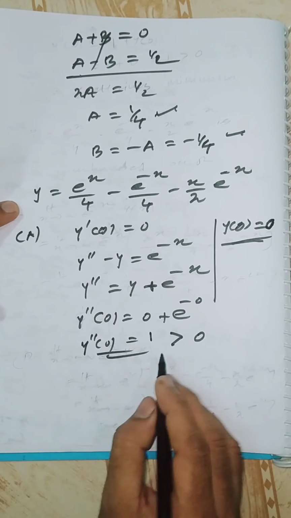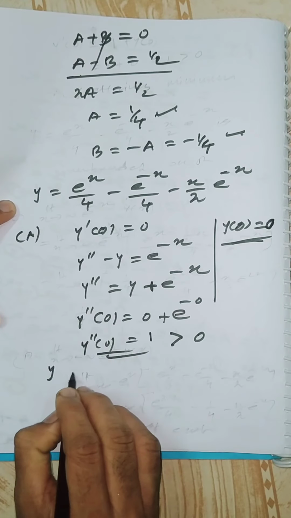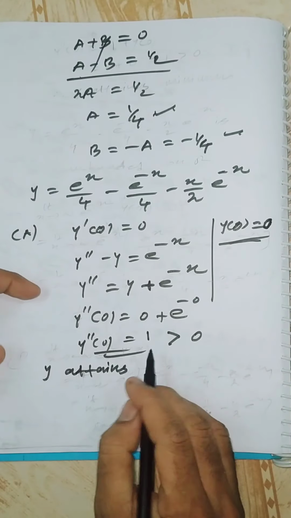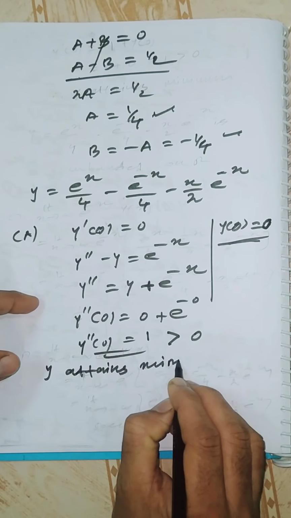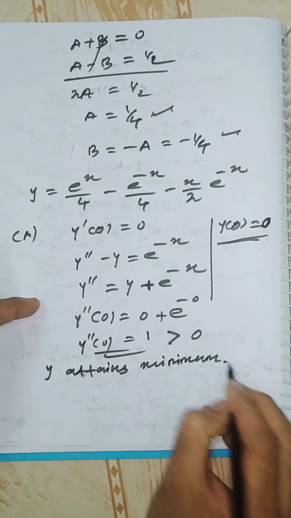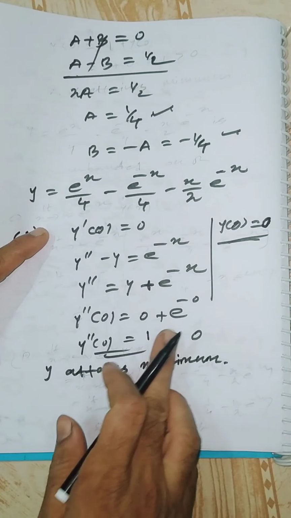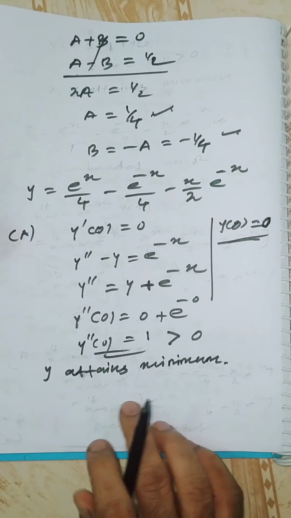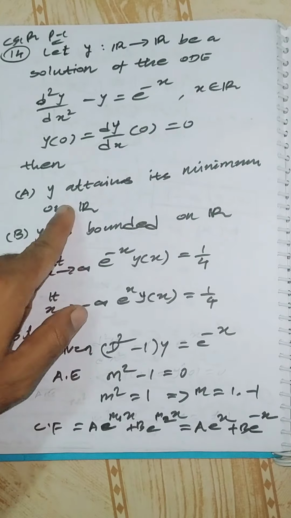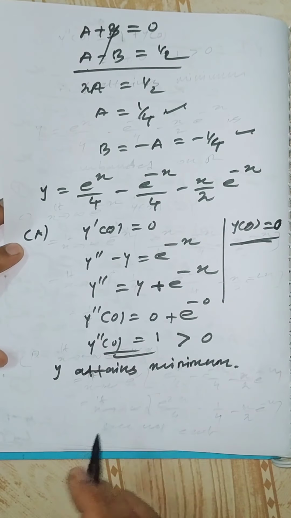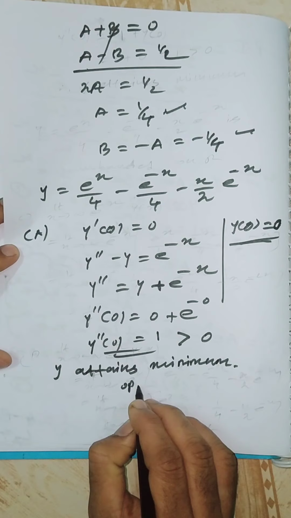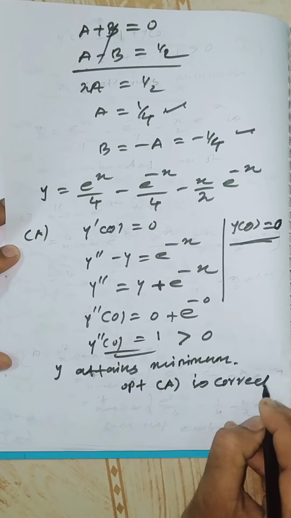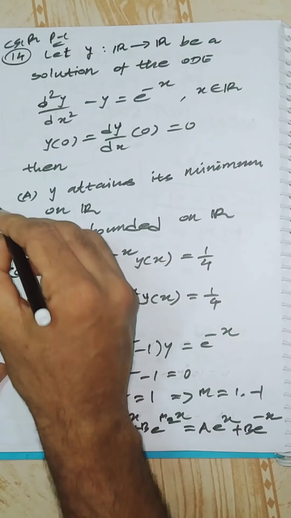So since it is positive, y attains a minimum. If the second derivative were negative, we would say maximum. So the first option is correct: y attains its minimum. So option A is correct.